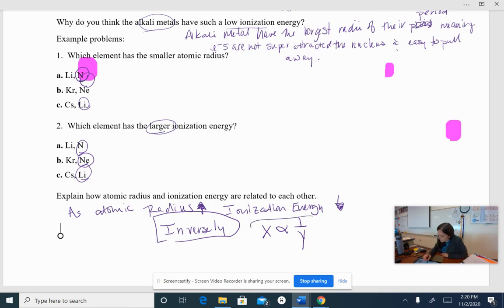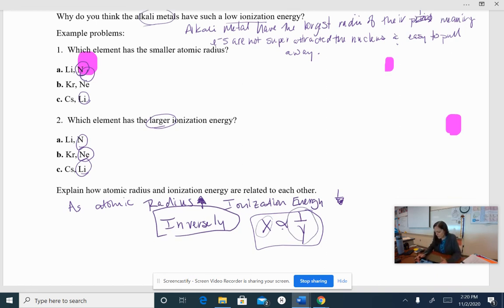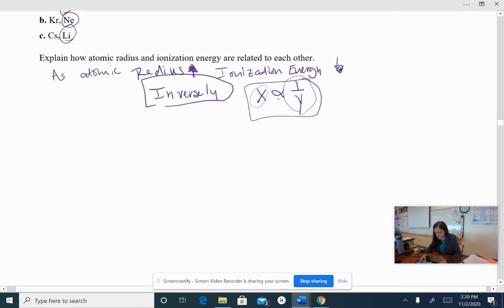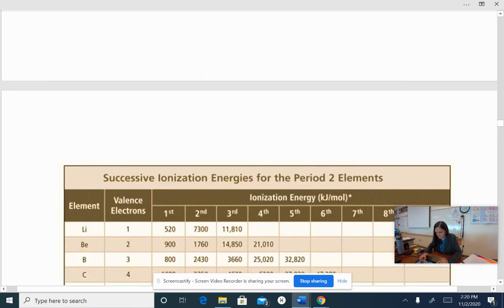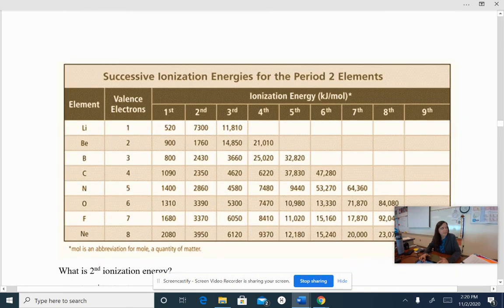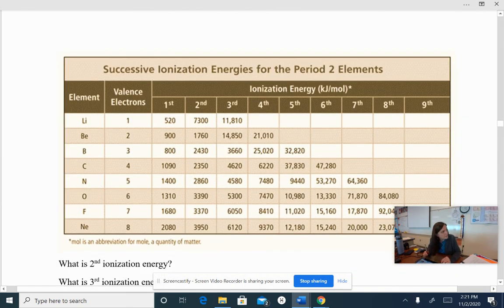So this little alpha sign that I put here in the middle means related to. It usually means that I need to have some kind of a constant, but if one gets bigger, the other is going to get smaller. It's an inverse relationship. Okay, so let's look at some more stuff. Successive ionization energies. Excuse me.